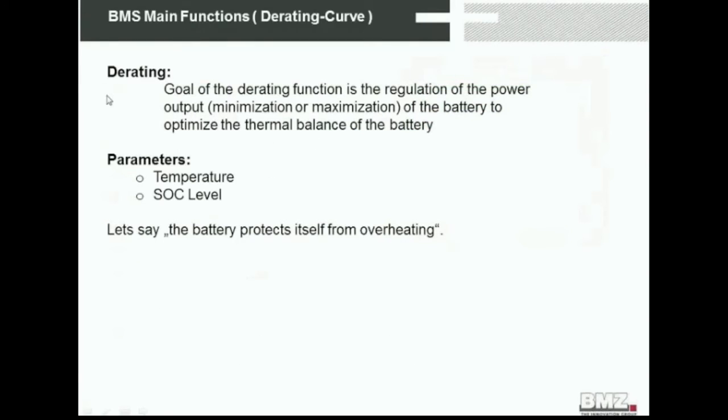What makes this battery smart are a couple of features. One of those features is the derating curve. The goal of the derating function is to regulate the power output, minimize or maximize, of the battery to optimize the thermal balance of the battery and, in the end, of course, lifetime. The parameters which are relevant are the temperature and the state of charge. Let's say the battery protects itself from overheating, and it's working very well.